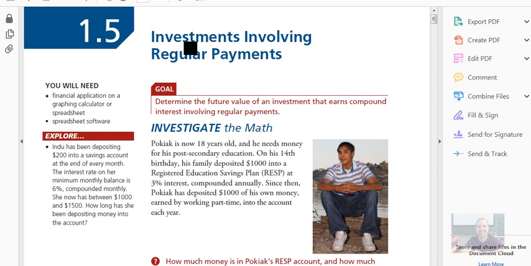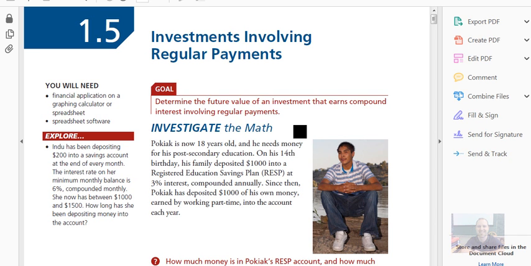Okay, section 1.5, investing involving regular payments. Now, up to this point, we've talked about simple interest, where we have a formula for that. We've talked about compound interest. We have several formulas surrounding the compound interest, right? We've manipulated the one big formula. We can calculate future value with compound interest. We can calculate present value. We can calculate interest rate and so on. And even n, we can find n.